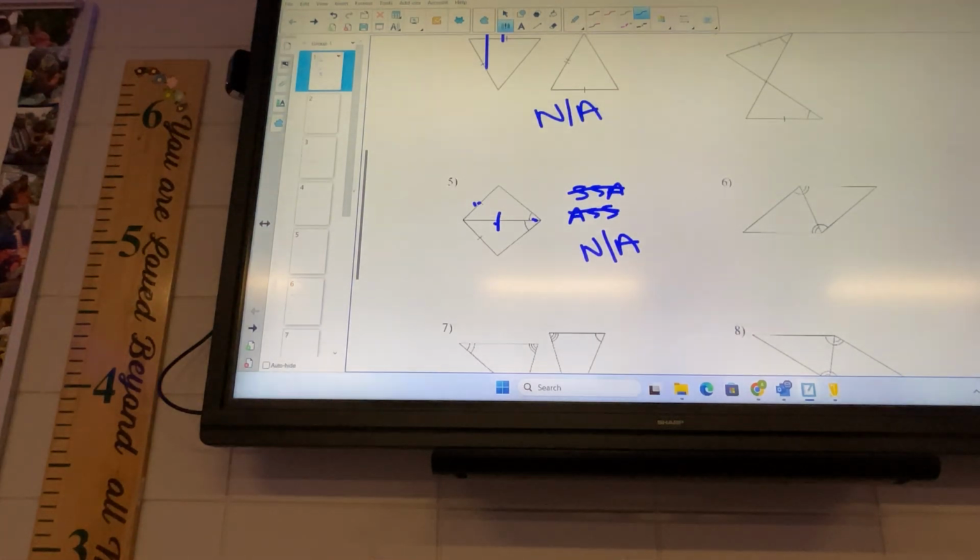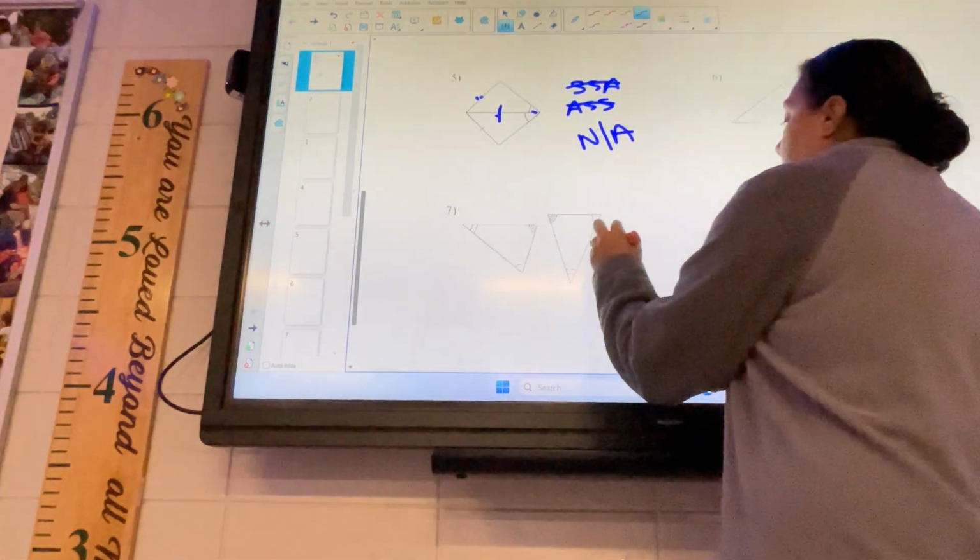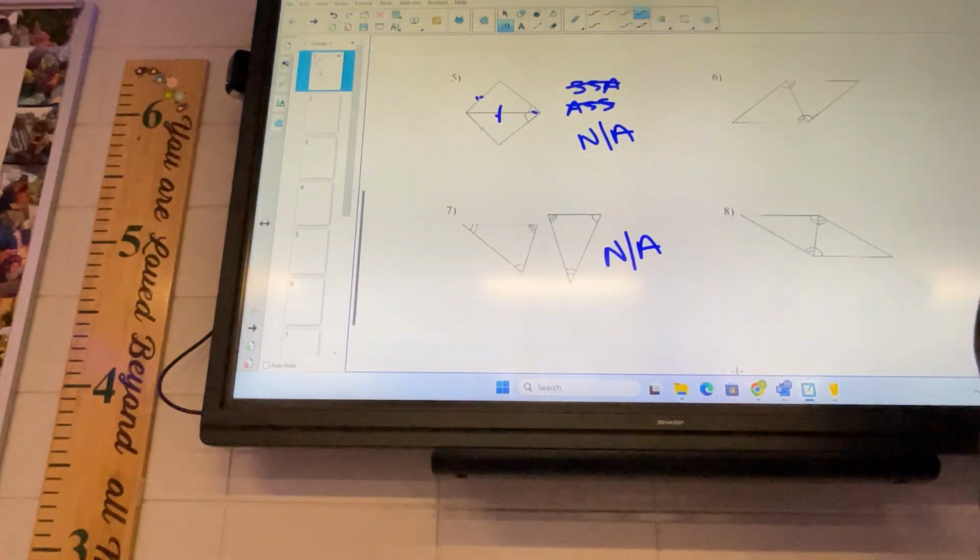Number 7, are those 2 touching? No, so do we have to mark something? No. Okay. And what are those 3 things? Angle, angle, angle. Is that a thing? No. No, so what is this one? NA. There's a lot of NAs on here today.